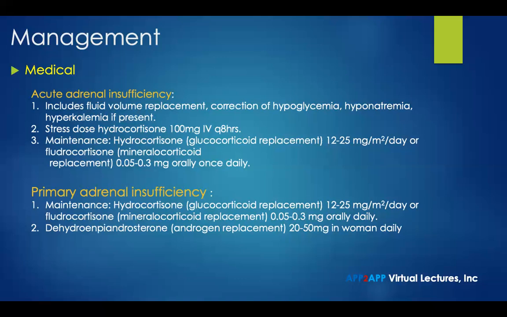In those folks with primary adrenal insufficiency, maintenance is with hydrocortisone, same dosage as mentioned above, or the choice can be with fludrocortisone at the same exact dose. These patients will require frequent monitoring, and adjustments will then need to be made. In women, they will also need to be placed on androgen replacement, 20 to 50 milligrams on a daily basis.